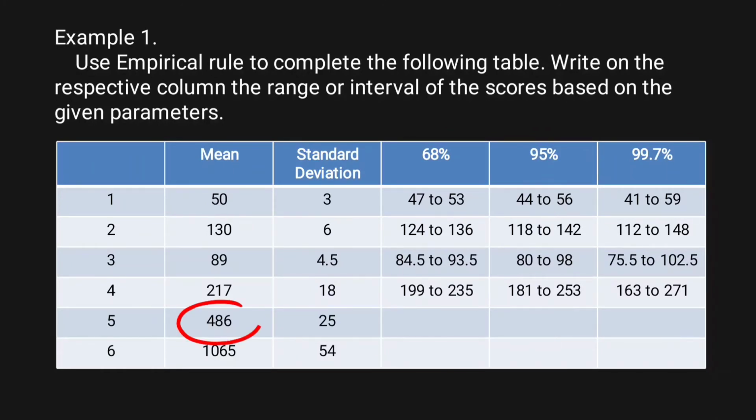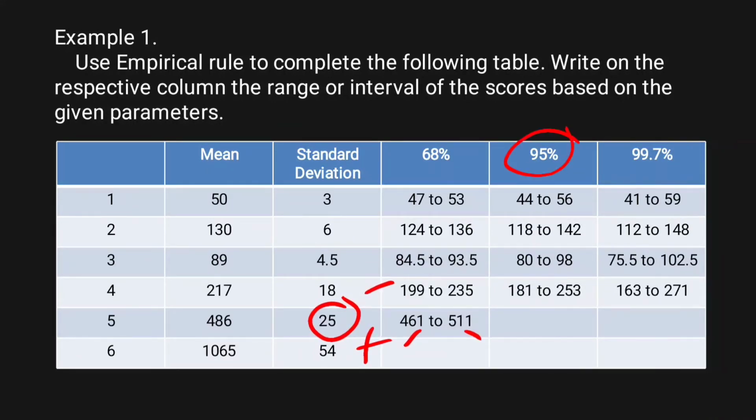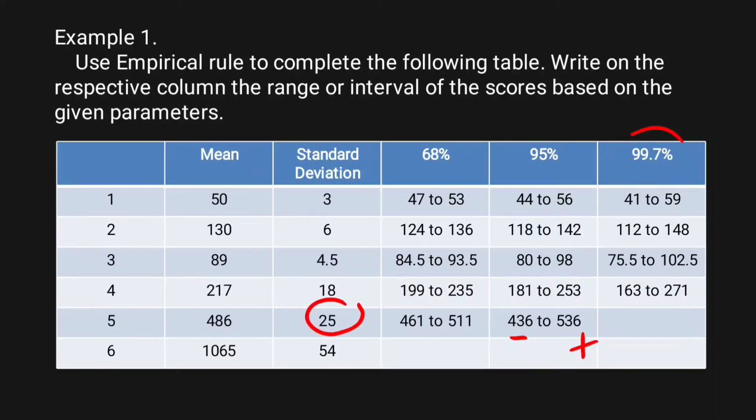So ulit, for 486, minus 25, plus 25. So 68% is 461 to 511. Subtract 25 and add 25 sa 461 and 511. So 95% is 436 to 536. Then last, subtract 25, add 25. So we have 99.7% is 411 to 561.